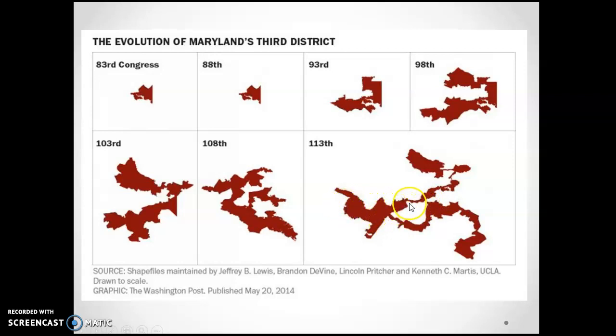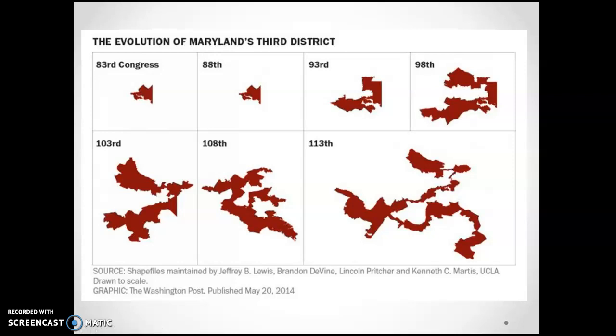It doesn't make any sense, right? Why is this big piece up here connected to this one by this little itty bitty corridor that may not be more than 2 streets wide? And so if you live in this one little red strip, you have one congressional representation, but your neighbor behind you has somebody completely different.